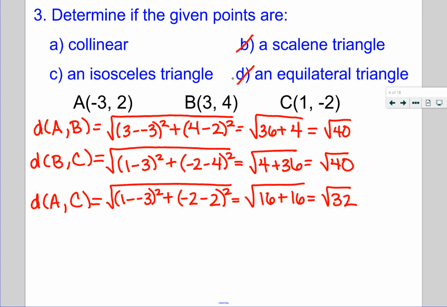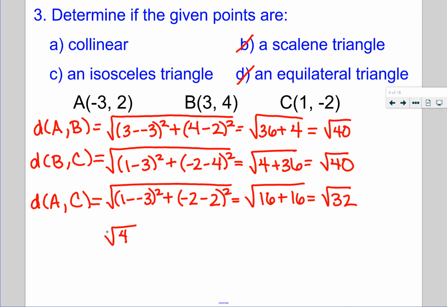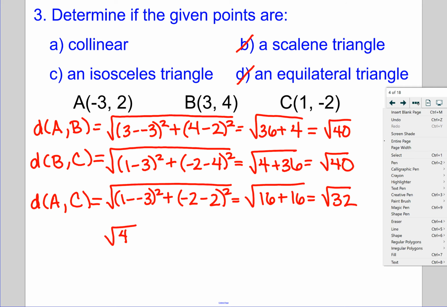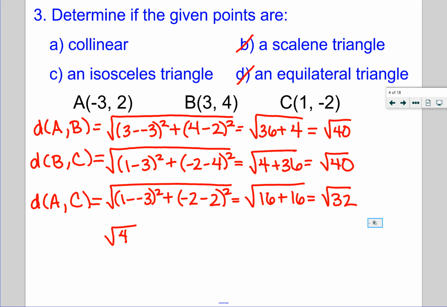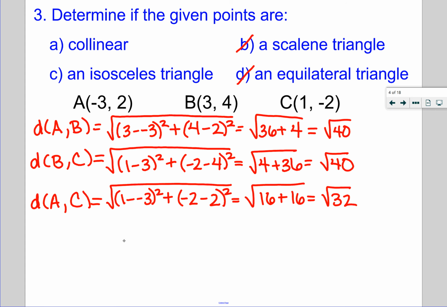So these are either isosceles or collinear. We can say this is not collinear because we don't actually have two smaller distances. Actually, I'm not even going to write that. We have two larger distances. Square root 40 is larger than square root 32. So we don't have a situation where two smaller distances can equal a larger distance. So therefore, you must have an isosceles triangle. So let's just go ahead and write that down.